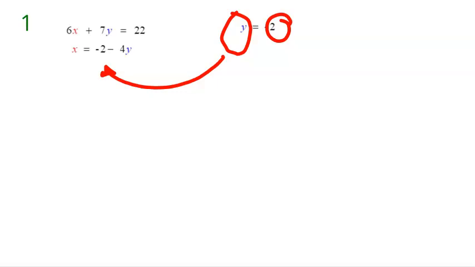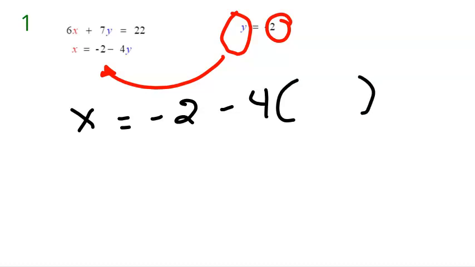And I'm going to write it again, but when I see the y, instead of minus 4 times y, we'll erase that y and replace it with a negative 2. There's our negative 2.